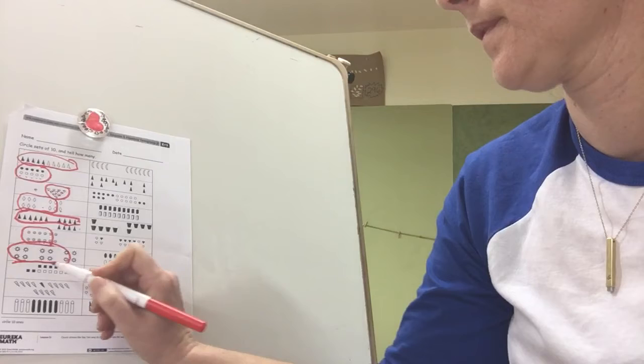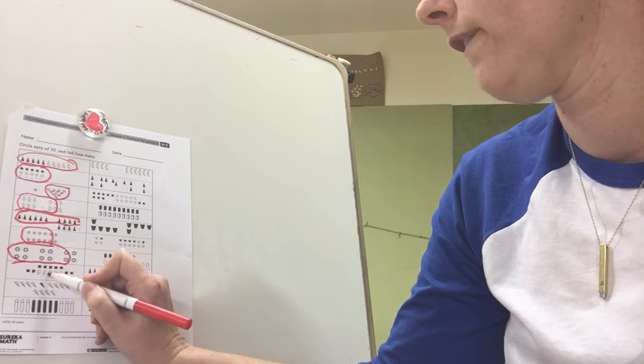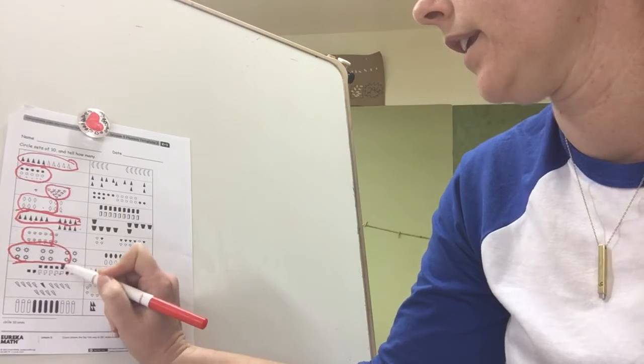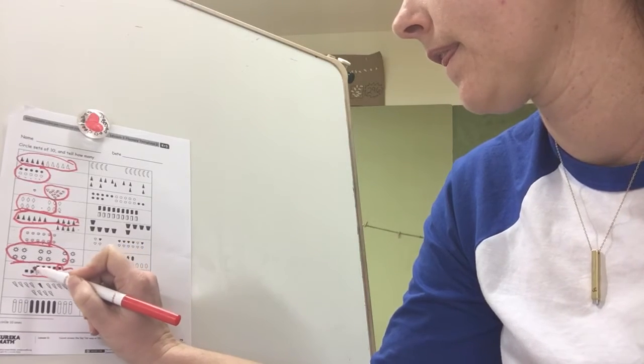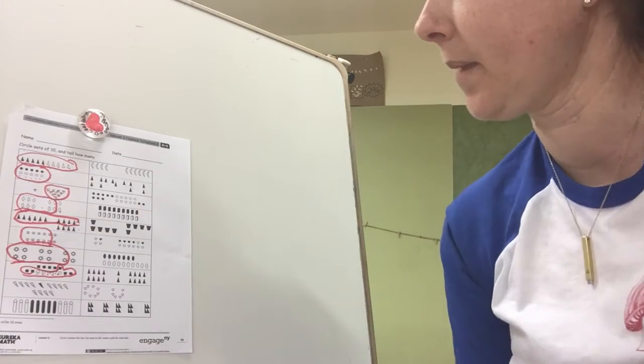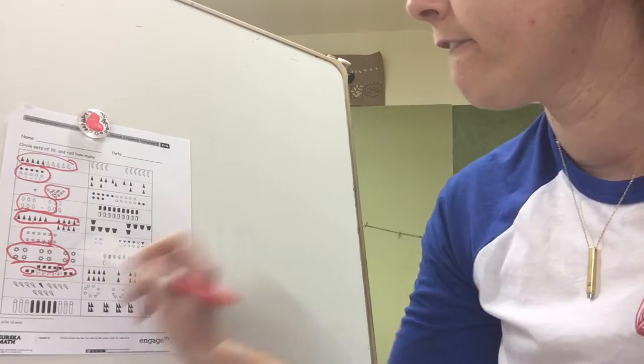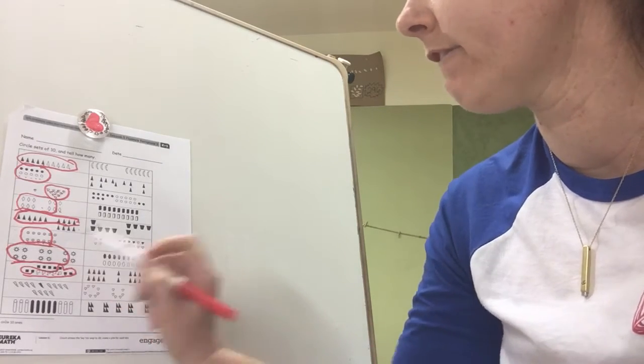10, 2. 1, 2, 3, 4, 5, 6, 7, 8, 9, 10. Okay, this one's kind of an interesting shape that I made there. Looks like a submarine maybe. So 10, 4, or 10 ones and 4 ones.